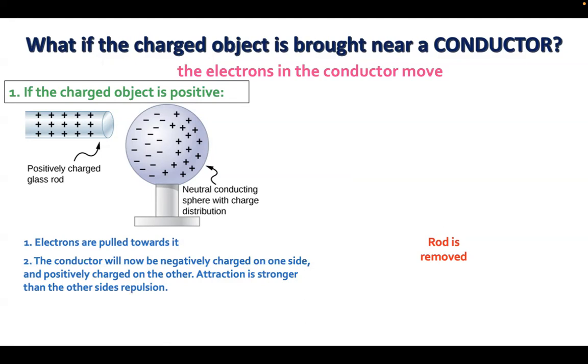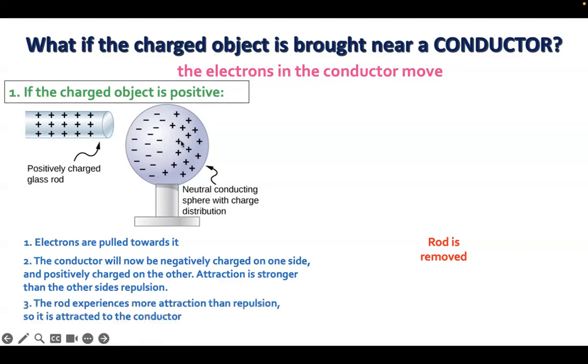And since attraction is stronger than repulsion, why is attraction stronger than repulsion again? Because you have smaller distances here between the unlike charges, so they experience a stronger force than the repulsion force between the similar or like charges. So attraction is stronger, which causes the rod to experience attraction force to the conductor. The whole rod will be attracted to the sphere. Does that make sense?